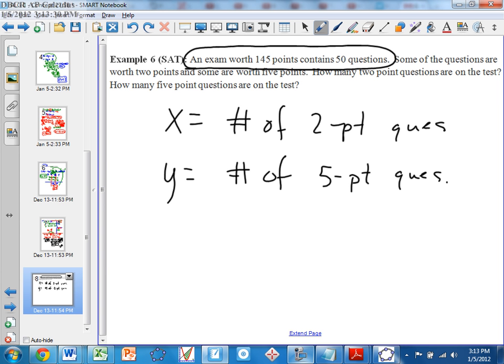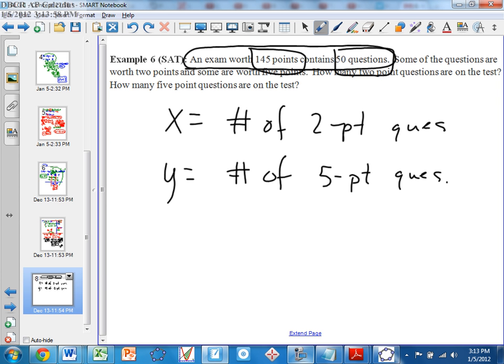Now, the first sentence is the hardest part to deconstruct, to figure out what to do with. So I've got this thing where it says the test is worth 145 points. There's that fact. And then there's also 50 questions. So I need to use both of these because clearly I have 2 variables, so I will need 2 equations here. X tells me the number of 2-point questions.